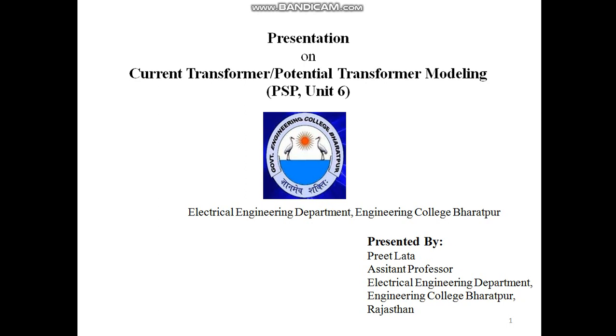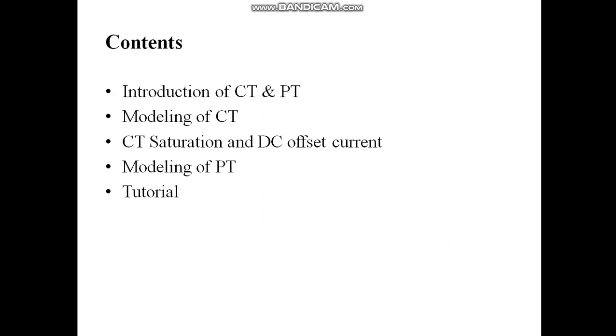Today we are going to start with one of our topics in power system protection, unit 5, which is current transformer and potential transformer modeling. So let's start the topic. To cover the topic, the following points are taken into account: introduction of current transformer and potential transformer, how modeling of current transformer has been done, current transformer saturation and DC offset current. It is an important phenomenon in the case of current transformer. Then modeling of the potential transformer. After that, a tutorial has been made.